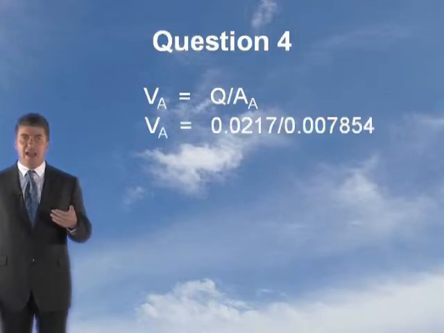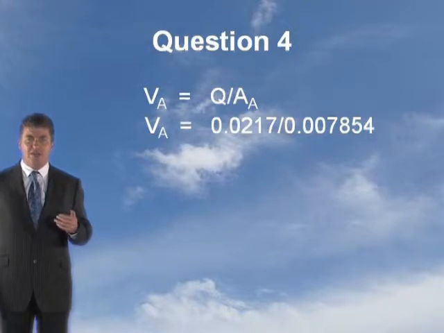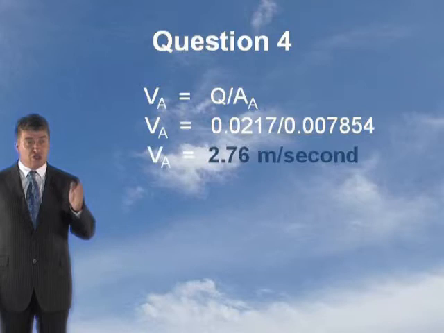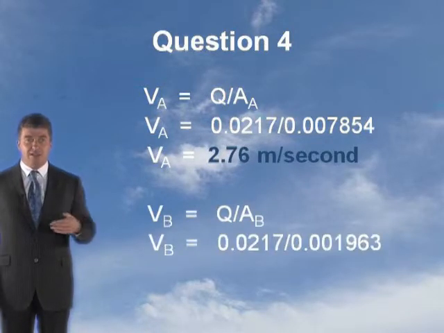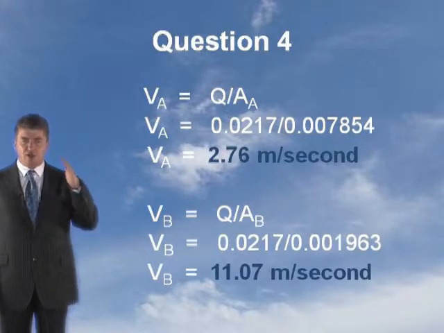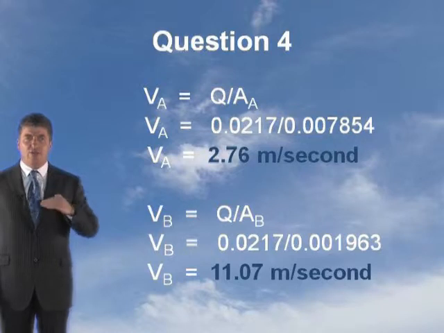Then, using continuity, VA equals Q divided by AA. The velocity at A is 0.0217 divided by 0.007854 gives you 2.76 metres a second, and the velocity at B comes out using the same numbers as 11.07. So you've got the velocity at A and you've got the velocity at B. So now you can work out the velocity energy at A and the velocity energy at B.